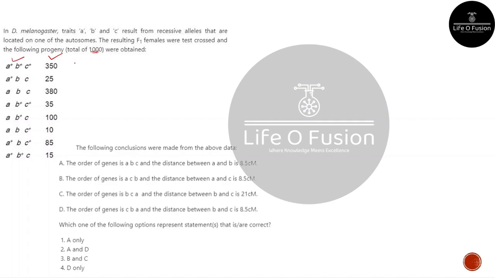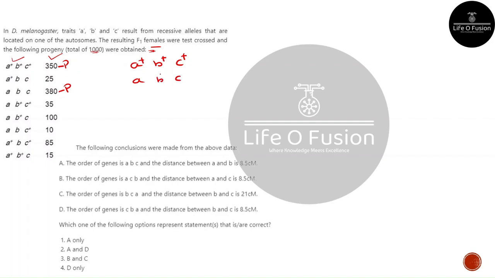So what is the formula first here? First you have to choose the parental genotype, because here they didn't provide the parental genotype. So you have to find it. The highest number of progeny showing a particular genotype is called the parental genotype. So you can see 350 and 380. These are the two parental genotypes. So what are the parents? One parent is A plus, B plus, and C plus. The other parent is a, b, and c.